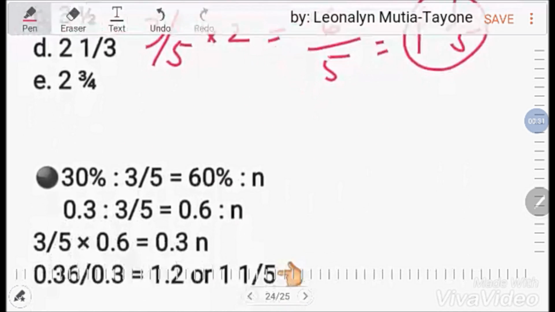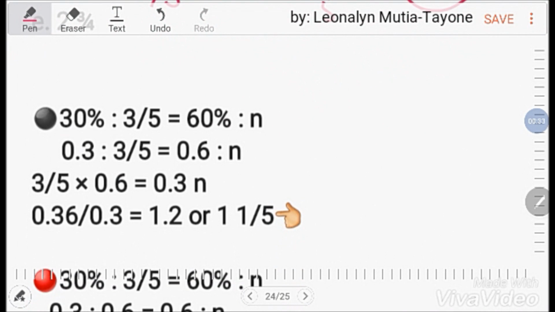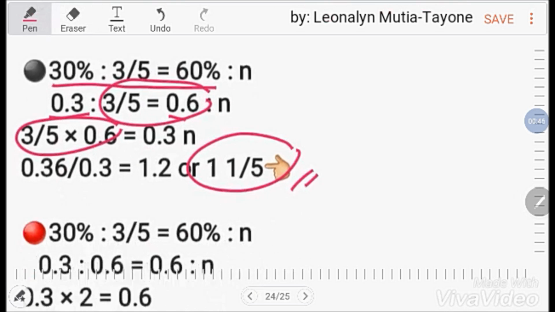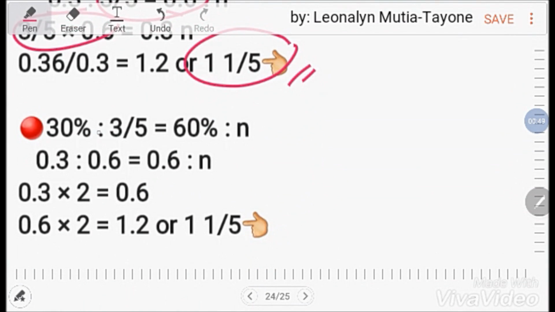Another solution, ito na yung given. So, ginawa mo lang ng decimal. Ang gawin natin ay cross multiplication at yun pa rin ang sagot, 1 and 1/5. Another one, yung ginawa natin kanina. So, that's it, 1 and 1/5.